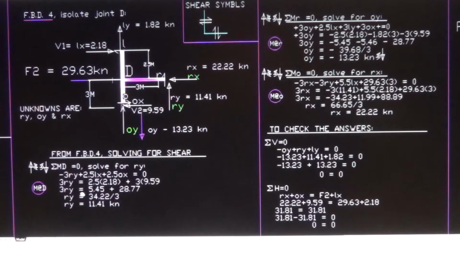So we have 3 Ry now is equal to 5.45 plus 28.77, we'll work this out altogether. Ry now is equal to 34.22 divided by 3. Ry now is equal to 11.41, and the direction of the force is correct. If this is wrong, this will show negative here. Okay, so that's correct. So we have Ry 11.41 now solved. Now let's go for Oy.